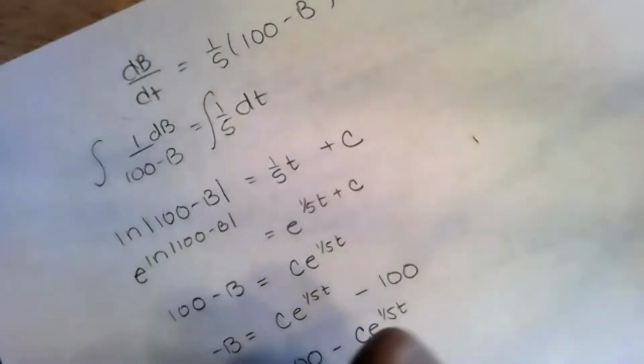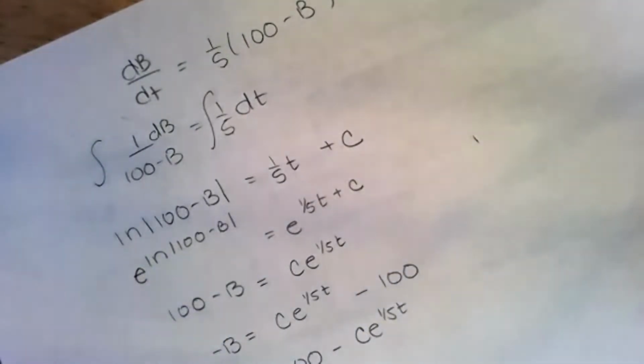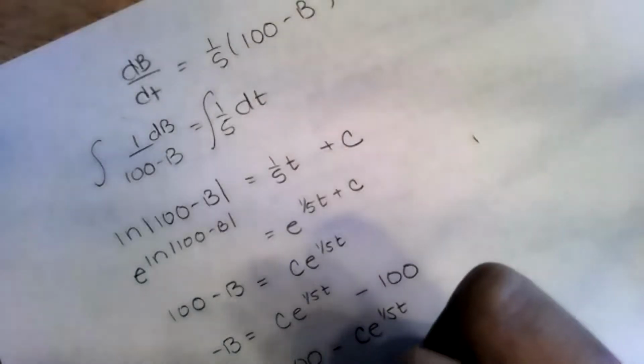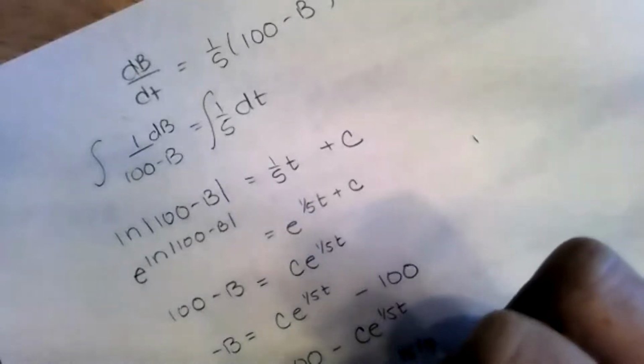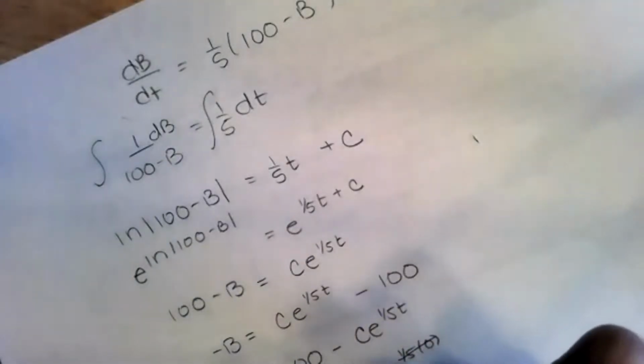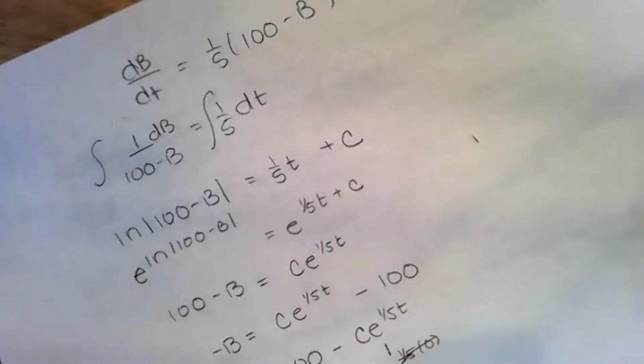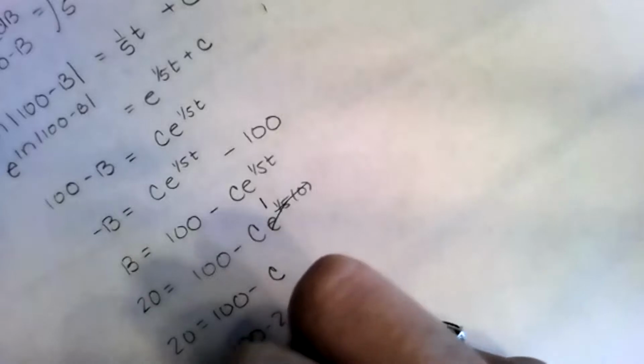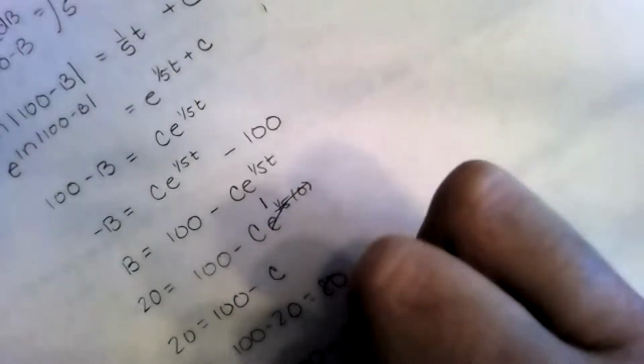So we are told B of 0 equals 20. So that means that this is equal to 20. That's 0, so that zeroes out. This becomes a 1. We could flip them. And we get 80. So what that means is that B of t equals 100 minus 80 e to the 1/5 t.